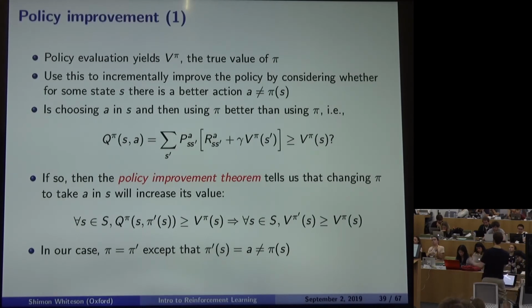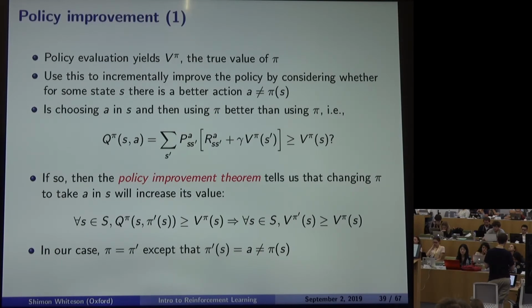Okay, so there were two steps to this process, policy evaluation and policy improvement. We just talked about policy evaluation. Let's talk about policy improvement. When policy evaluation finishes, we have the true value of our arbitrary policy. So now what we want to do is use that to incrementally improve the policy.